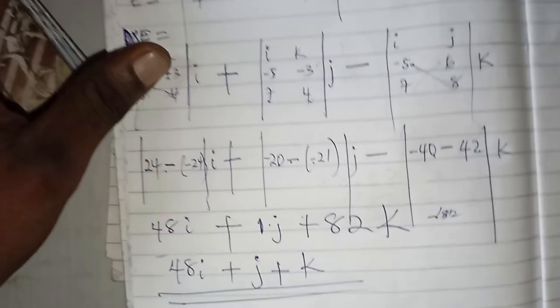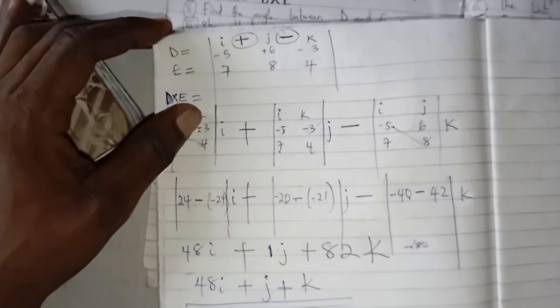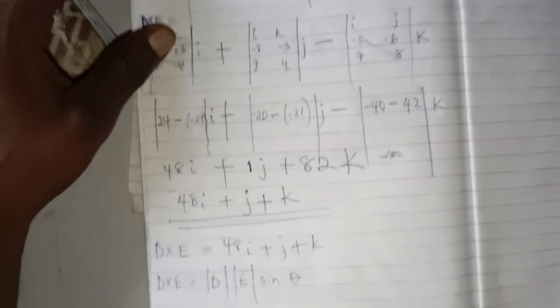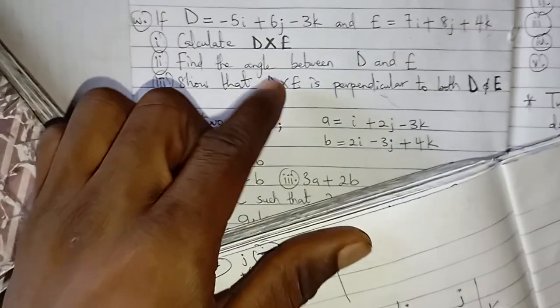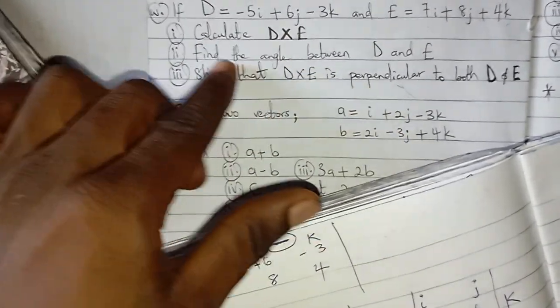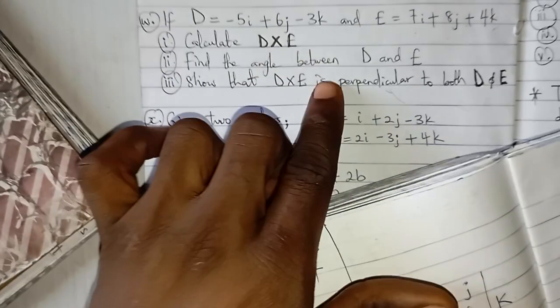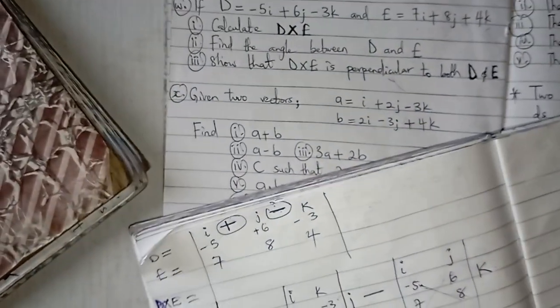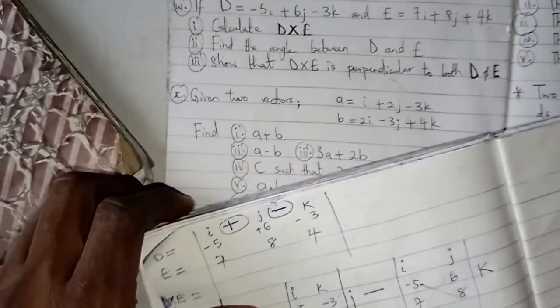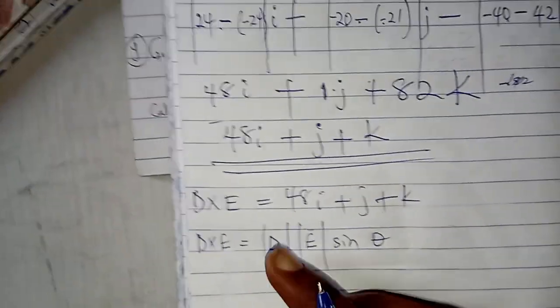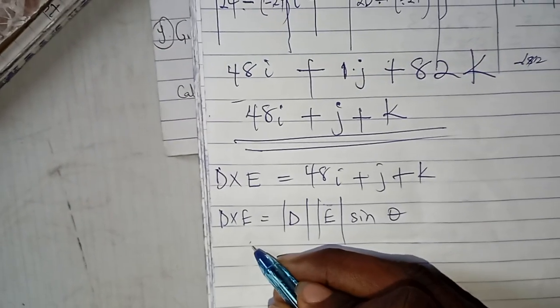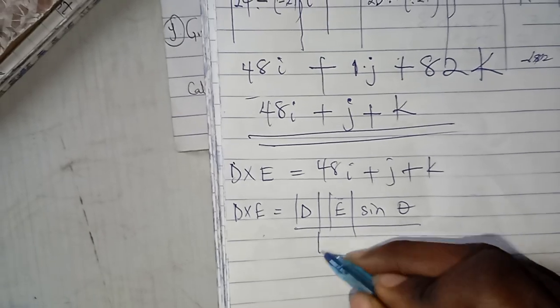Now that I've gotten this, let's move to the next action. To get the angle between them, because remember the question said to find the angle between D and E and calculate D cross E, we've gotten D cross E. To get the angle, we need the magnitudes, this and this. Then the formula we use for the angle is to divide both sides by this.